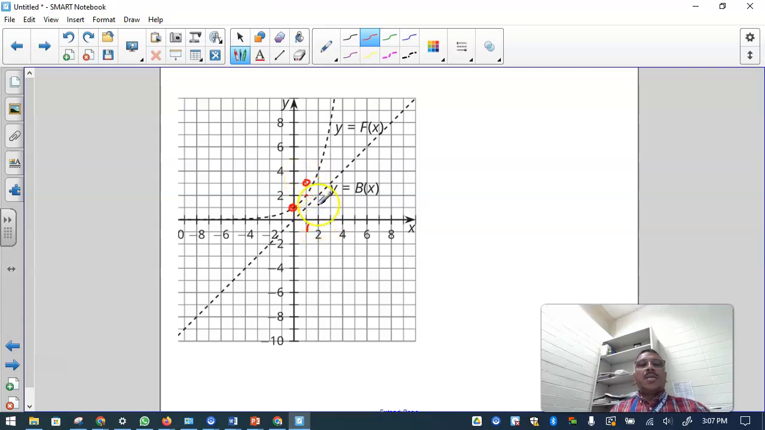At 3, at 2, this is 2. And this is 4. And 2 plus 4 is 6. So that point will go up like this. And then let's take somewhere here.